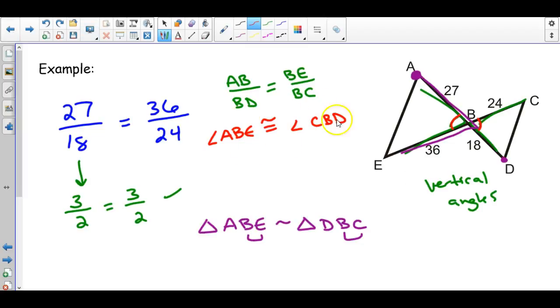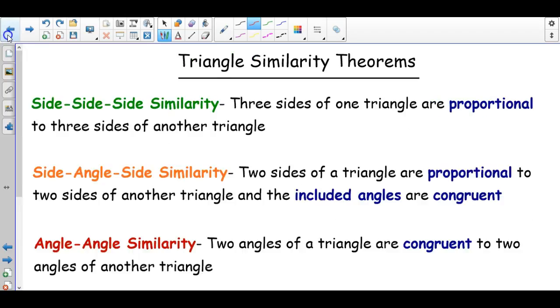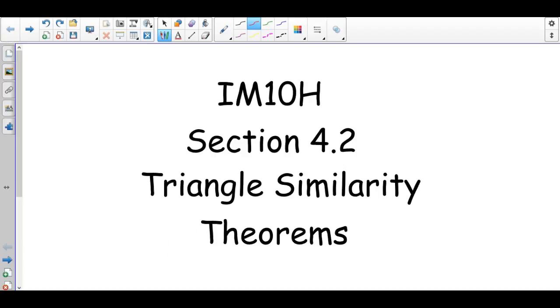If you pick any angle, that angle would also have to be congruent to the corresponding angle on the other triangle. So a lot of stuff basically with these similarity theorems, and that is all.